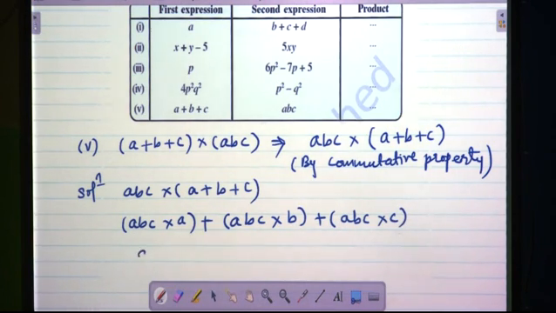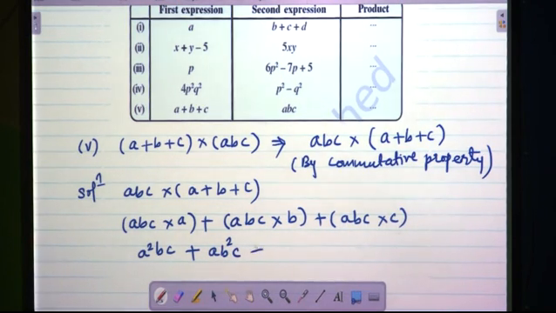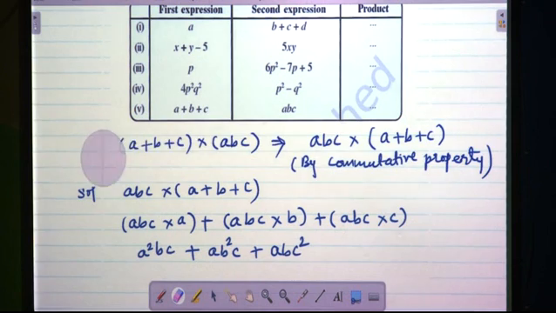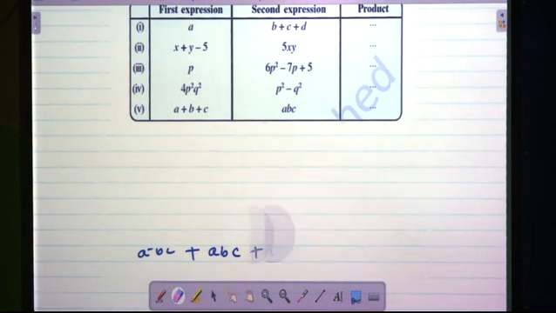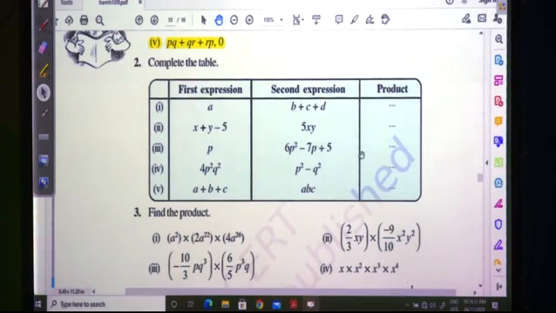Next step, a square bc plus ab square c plus abc square. What is the answer of the product? It is a square bc plus ab square c plus abc square. It is the answer. We shall see the next question. Let us see what is the next question.